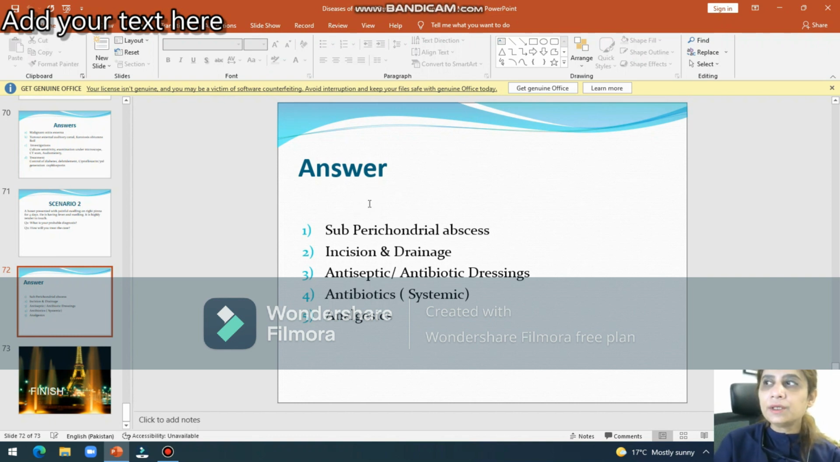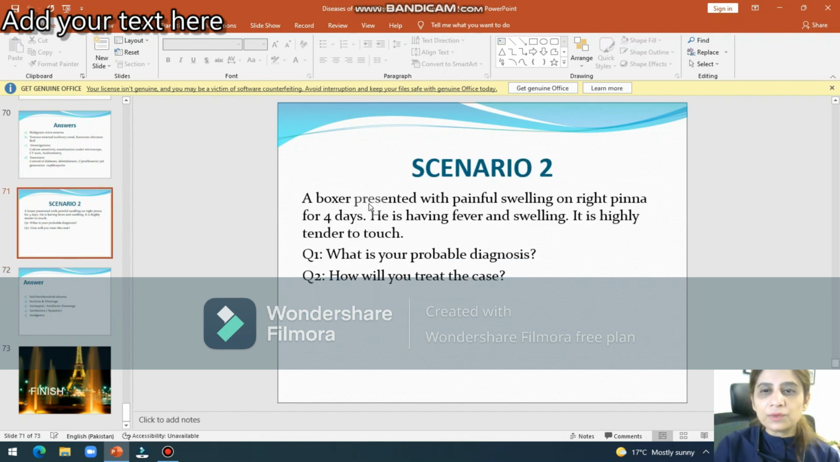In incision and drainage, you will drain the abscess, you will give antibiotics, then a pressure dressing is done to prevent reaccumulation of fluid or pus inside the cavity. So analgesics are given to relieve the pain of the patient.